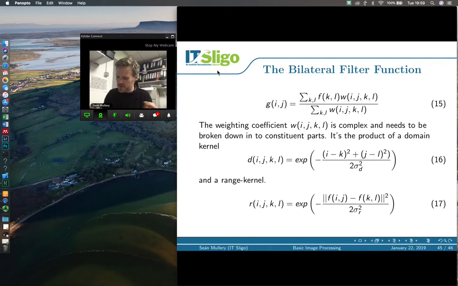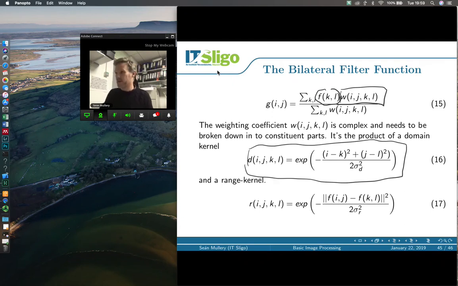So here's what it looks like. There's your image. There's this thing called the filter, the W, and it's made up of 2 parts. This part is very much your standard sort of Gaussian that we've looked at before. So in other words, it goes off in different directions.